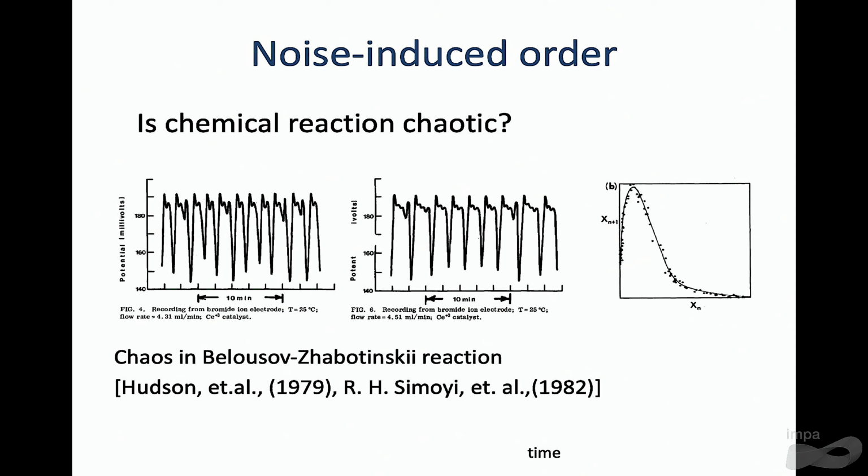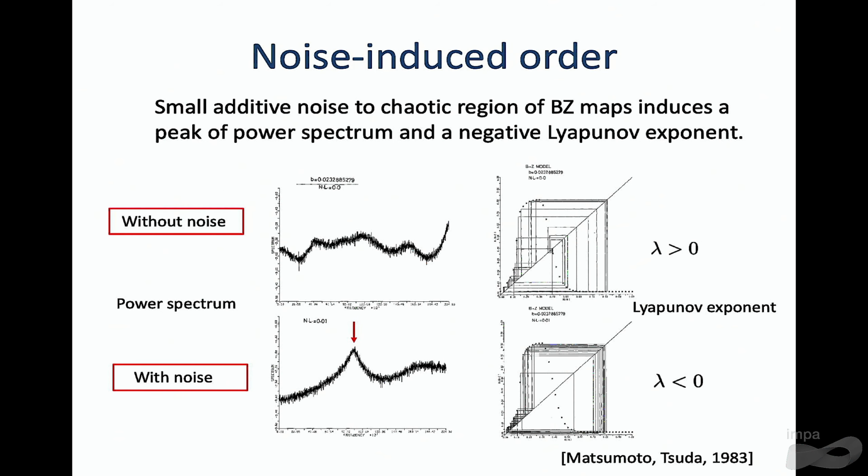Belousov-Jabotinsky reaction is chaos or not, this discussion. And people have this, again, return plot from this experimental time series and claim there's a chaotic dynamics exist in chemical reactions. Surprising at that time. And this other, Matsumoto and Tsuda, investigated noise-induced phenomena of this BZ reaction, this map.